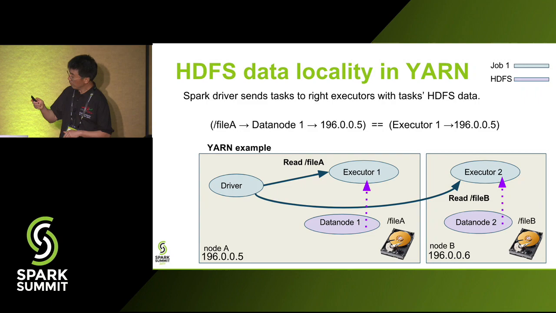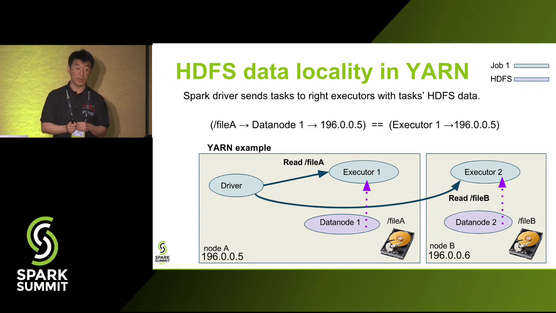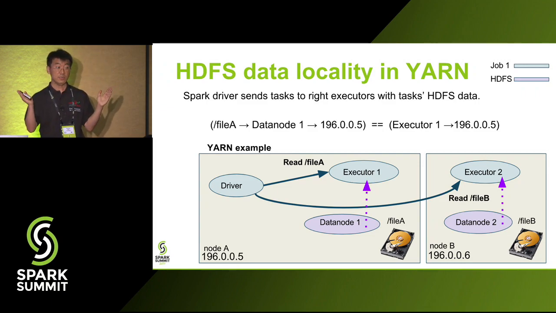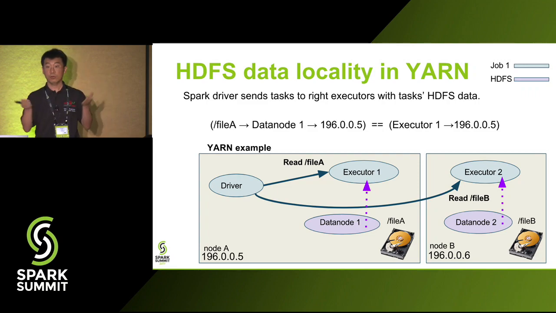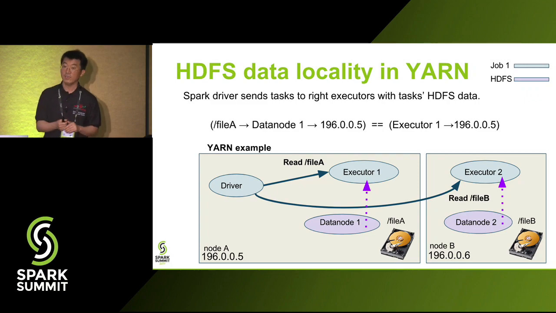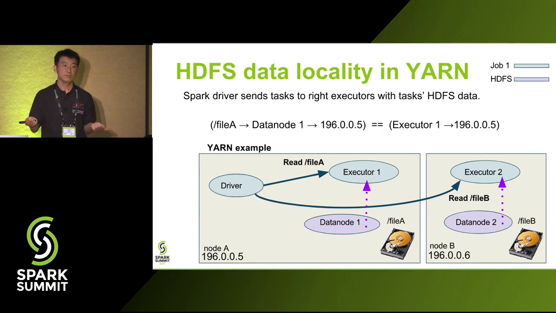Then the driver will do the second part. It will find the IP address of the host that executor 1 is running on, and that's the same 196.0.0.5. So both sides match, and the driver says, okay, file A and executor 1 are on the same host. So it learns that I can send the task for file A to executor 1 to benefit from data locality, right? Same story for file B and executor 2.